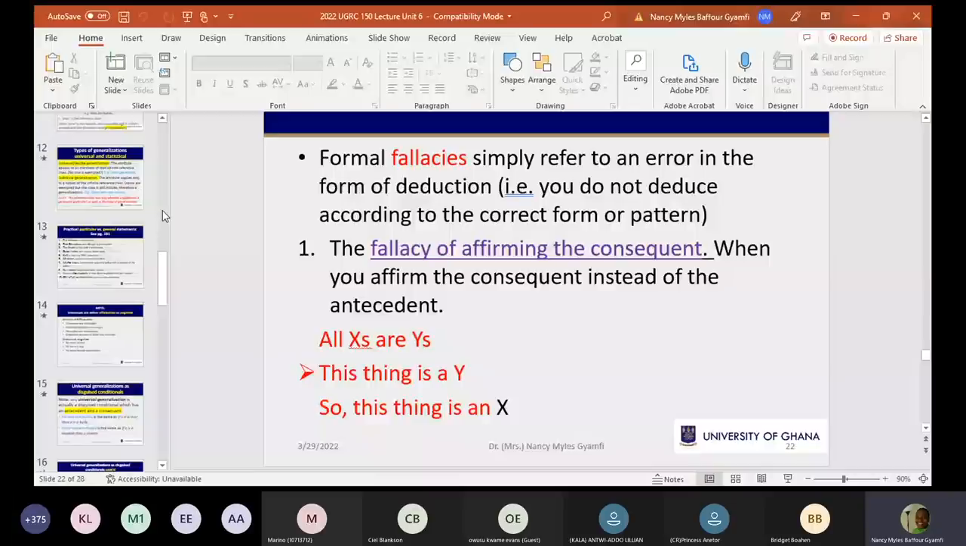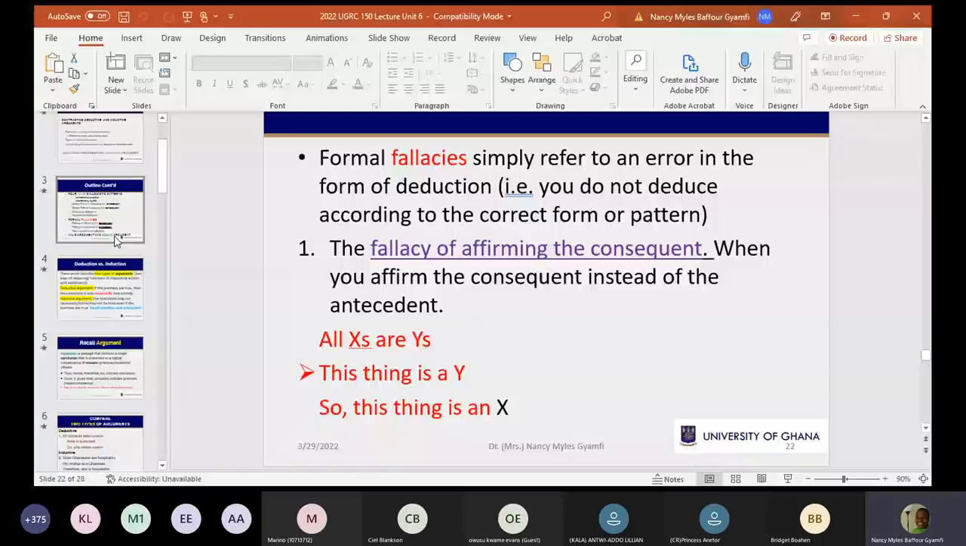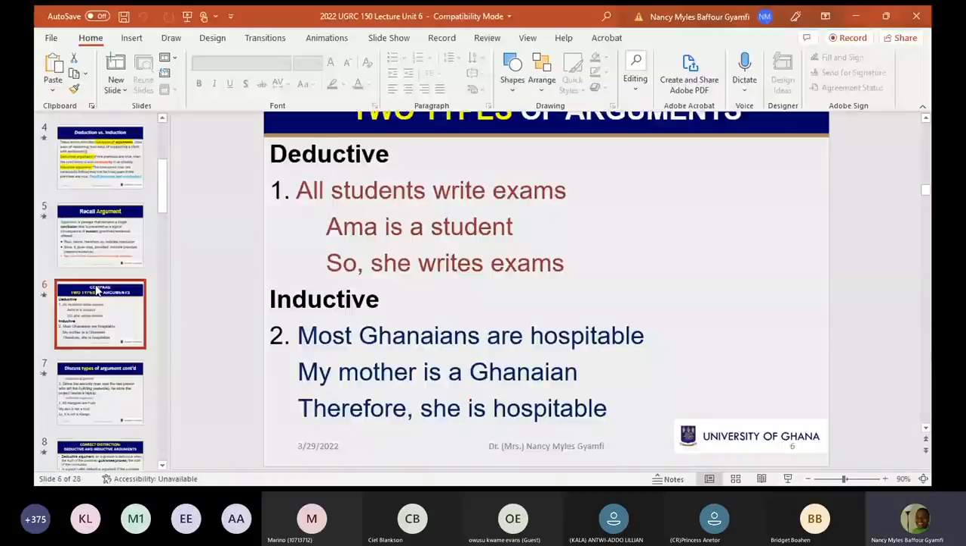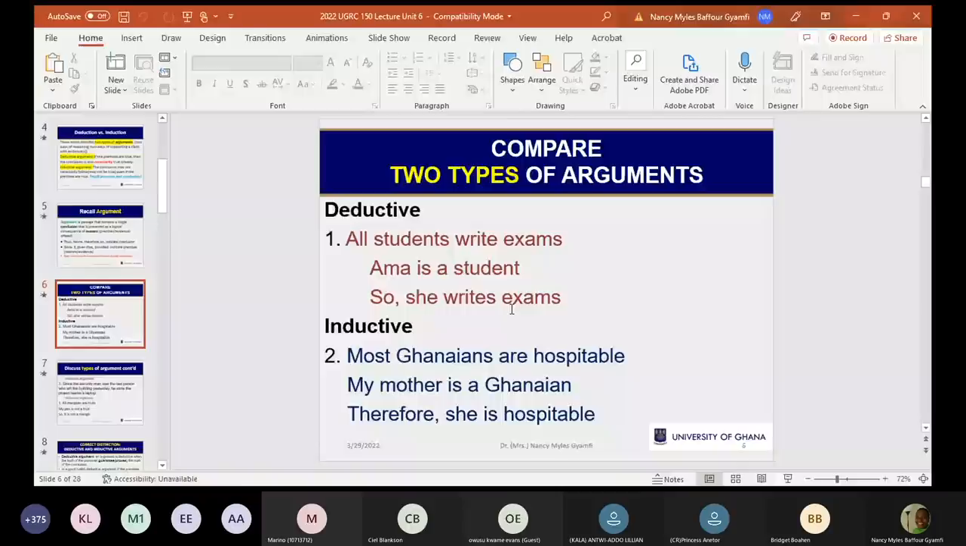Now we can move back to our original slide where we are trying to learn what deduction is and whether it is distinct or not from induction. See how to learn? So on this slide, when one of you was reading, we saw this. Please read over again, deduction, and continue, my lady. Deductive. All students write exams. Amma is a student, so she writes exams. Very good. Deductive.